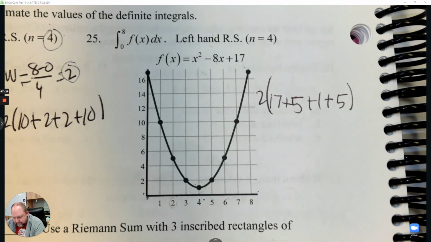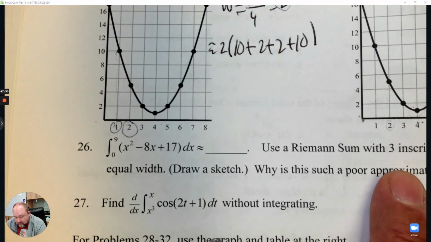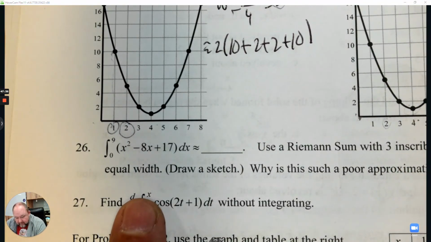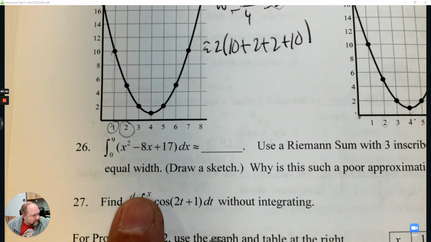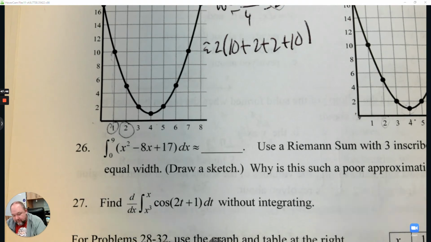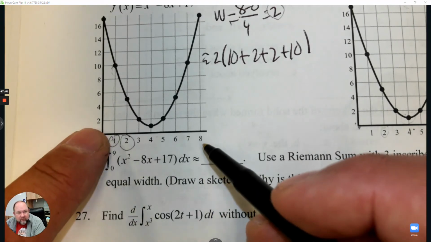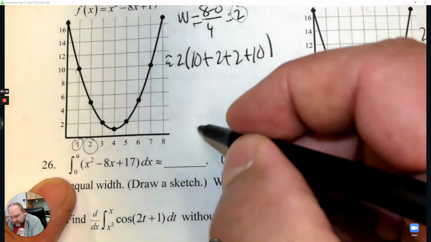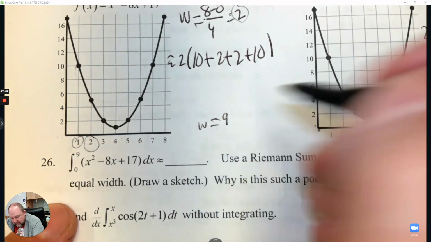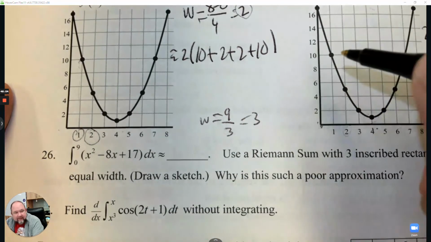That's a Riemann sum. For 26, it says use a Riemann sum with 3 inscribed rectangles of equal width. So inscribed means a lower one or an upper one. So an inscribed means a lower one. So if I did a lower one, and it's 0 to 9, with 3 of them, the width would be 9 divided by 3 rectangles.